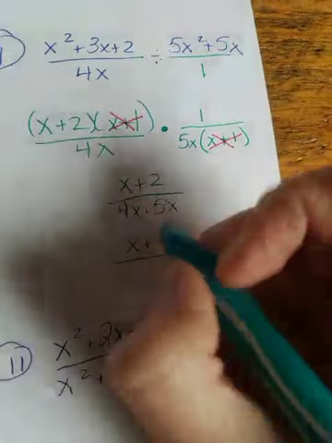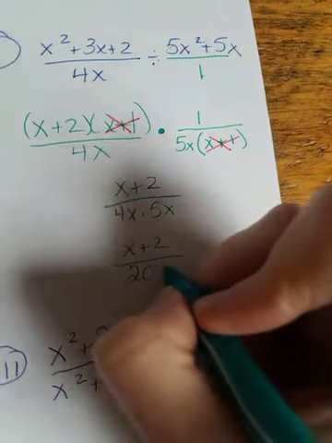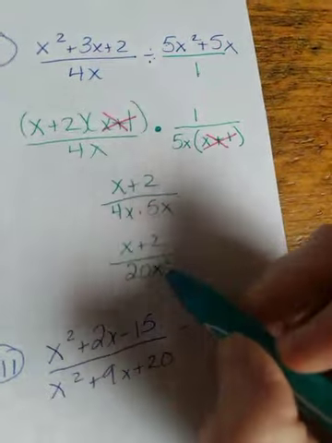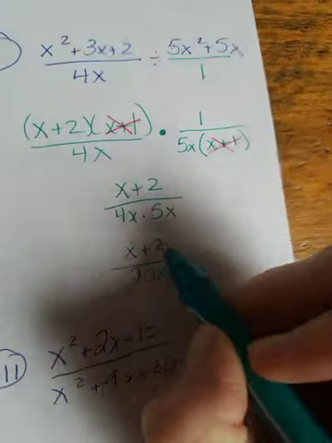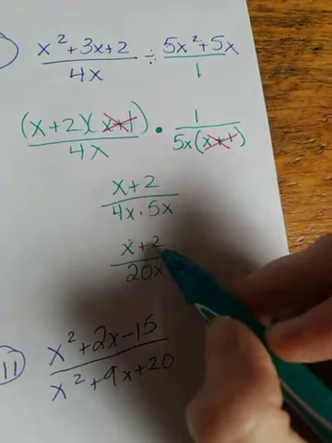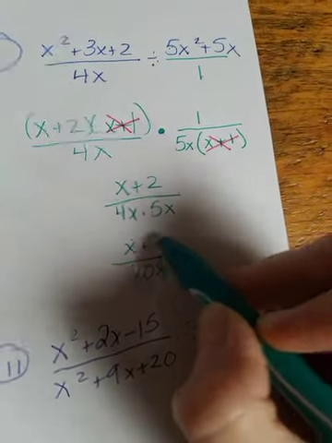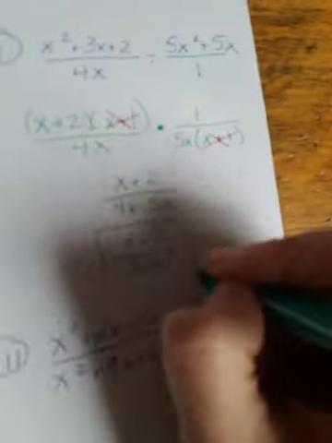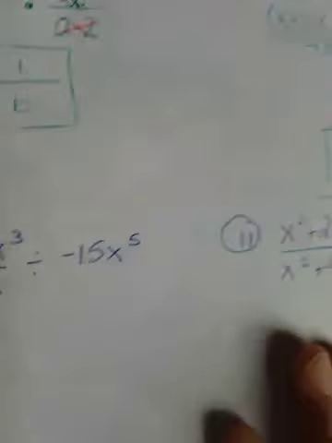So 4 times 5 is 20. X times x is x squared. No, those x's do not cancel because the numerator is part of a binomial. Same deal with the 2 and the 20. This 2 is part of the binomial. They do not cancel out. That's your answer.